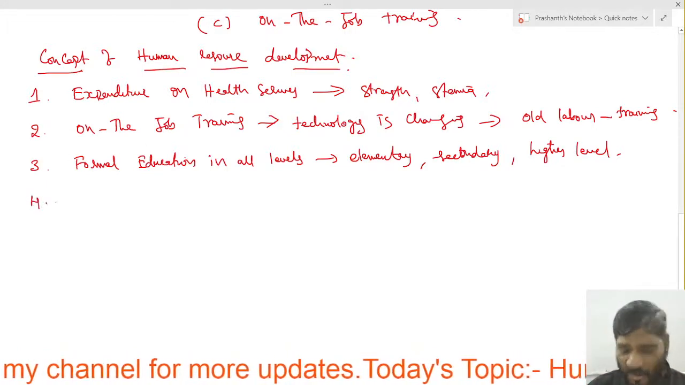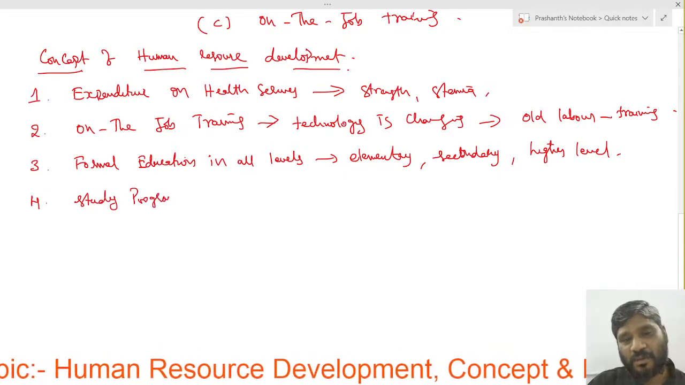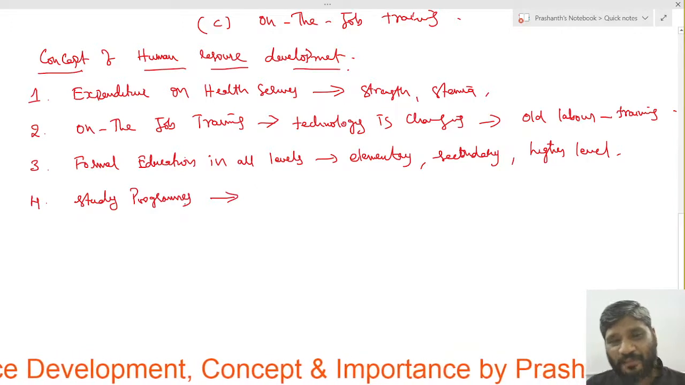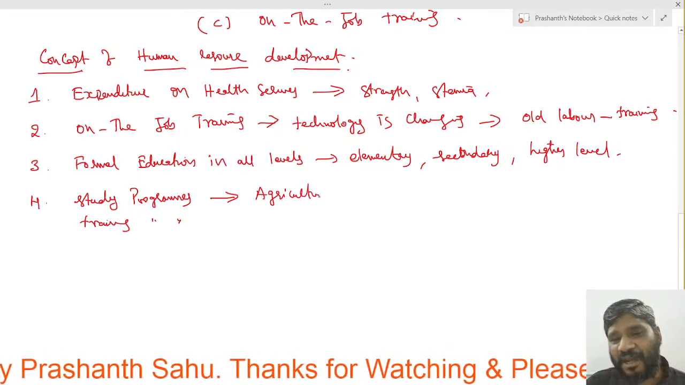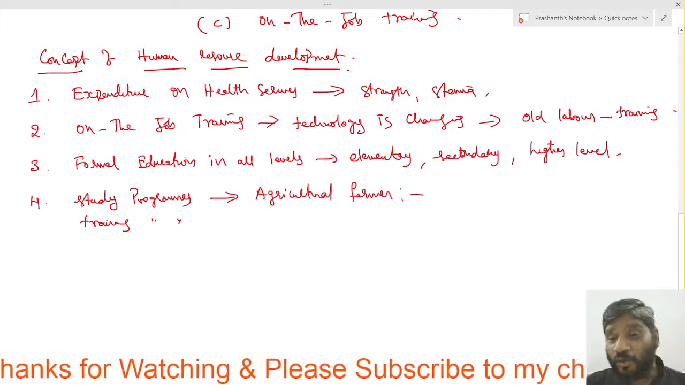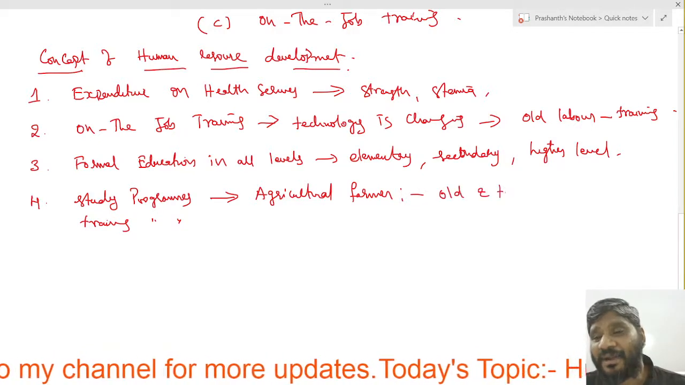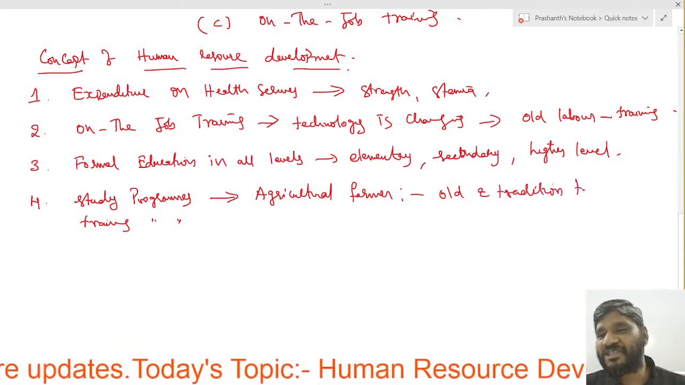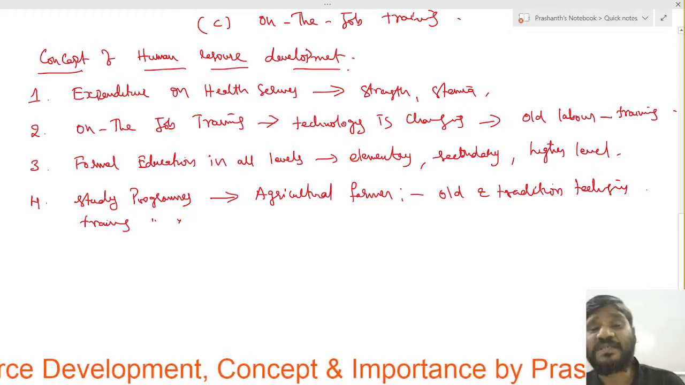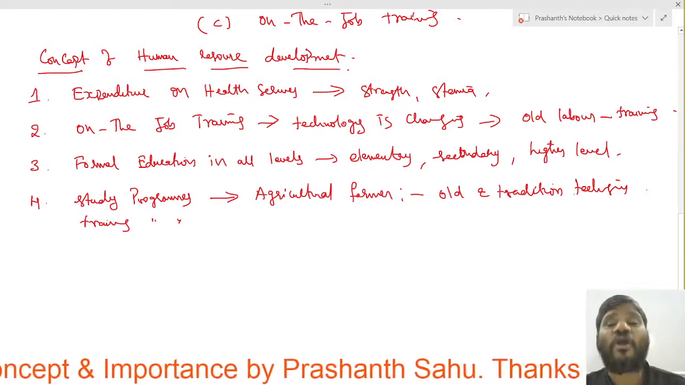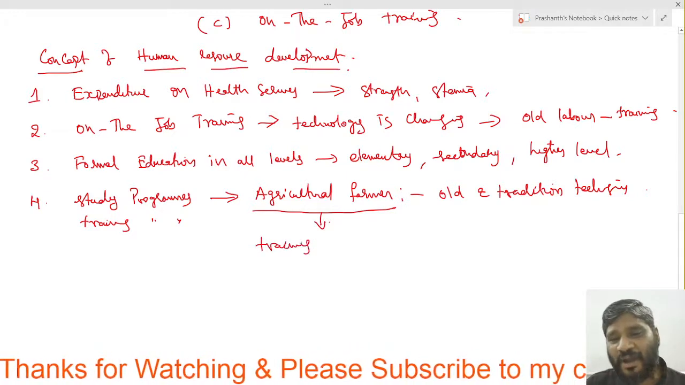Next, number 4. The fourth point is about study programs, especially study programs and training programs for agricultural farmers. And you know, still in our country 60% of farmers are using old and traditional techniques. Still now in agriculture they are using bulls as well as the plough, but they don't have modern machinery related knowledge.